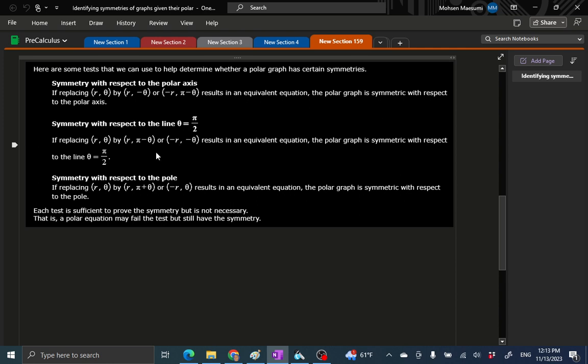So again, what is meant by symmetry? If you have an object and perform a certain action on it, move it in a certain way, and the final result looks exactly like the original one, then you say that object has symmetry with respect to that action. So what does it mean to say an object is symmetric with respect to the polar axis?